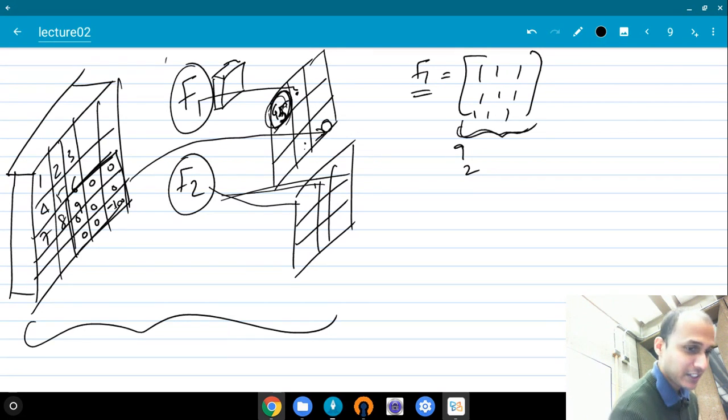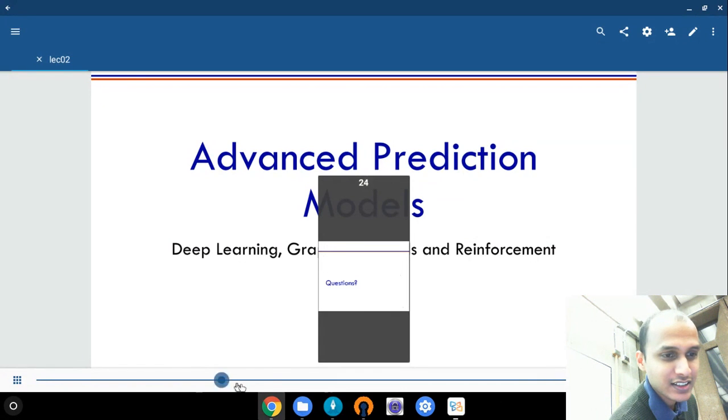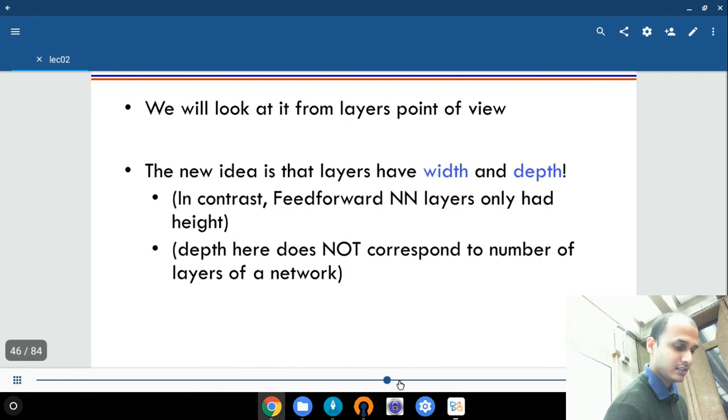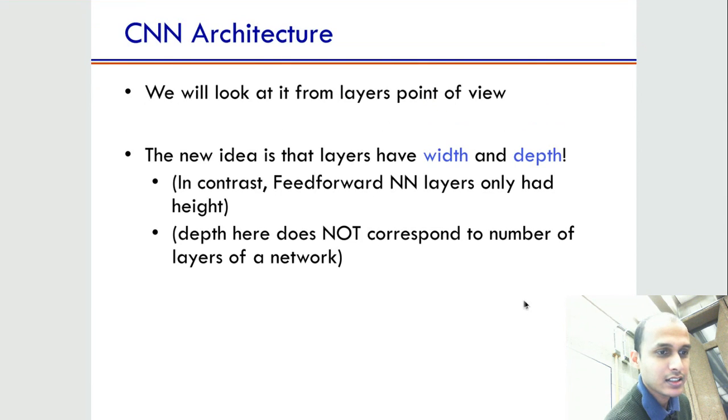Actually, there's a picture, right? So where are my slides? Okay, I did not even start the slides, but let's see. I don't know how to move forward. This doesn't work.